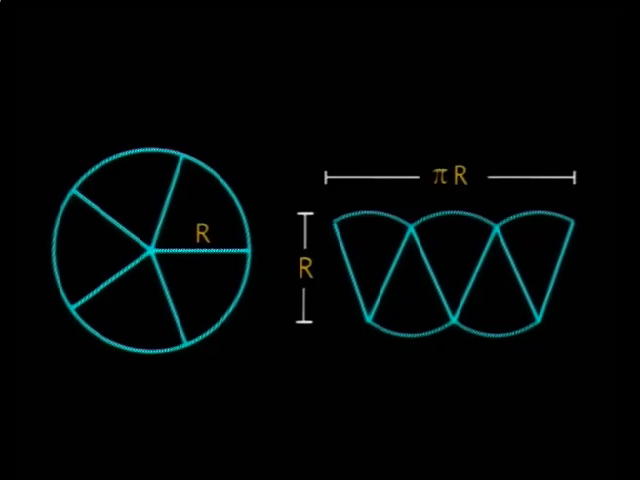This is again the same problem on the slide. This is the base pi r, and this is the height r, and this is the circle you wish to calculate the area of. It becomes equal to pi r times r, which is pi r squared.